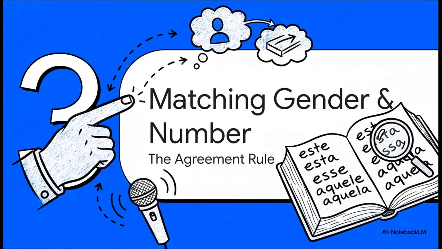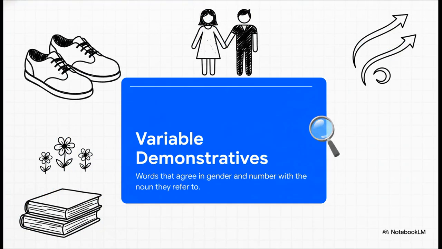Okay, so you've basically got the hardest part down now. Seriously. The whole logic of the 3 zones, that's the main hurdle. There's just one more little layer to add, and honestly, this is the easy part. It's just about making sure our words, well, match the thing we're pointing at. Now, the official term for these is variable demonstratives, but please, don't let that fancy grammar term scare you off. All variable means is that they change.